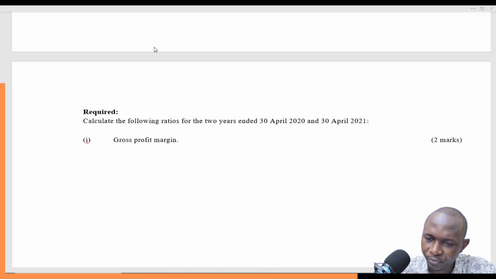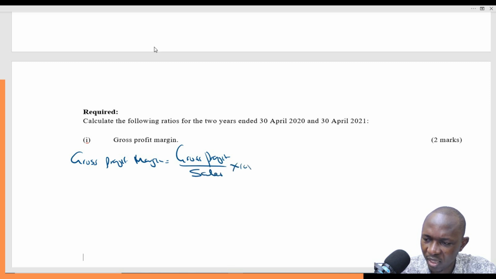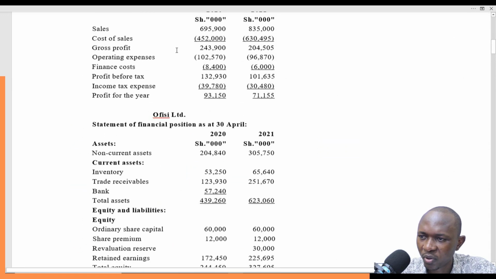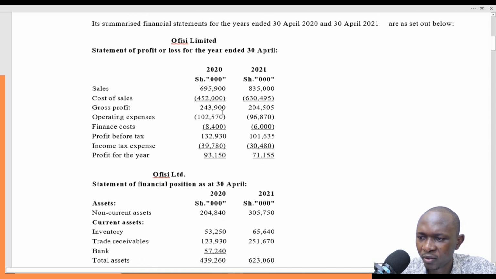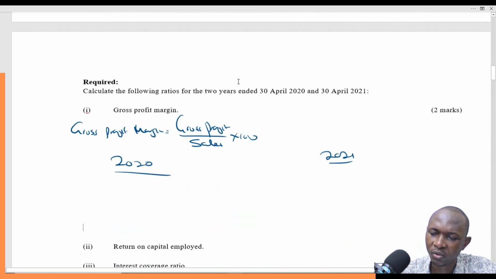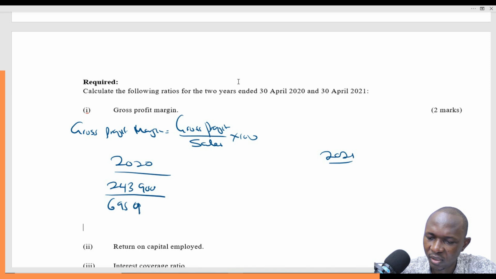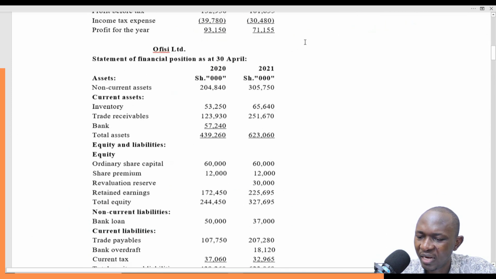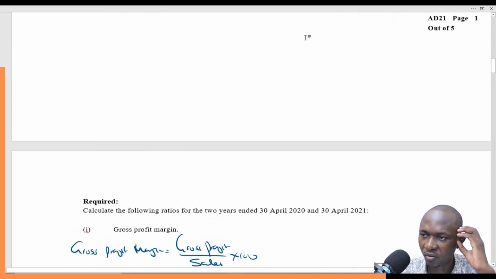Gross profit margin, what's the formula? Gross profit, that's the starting point. The formula is gross profit over sales times 100. So for 2020 we'll have this, and then 2021. Let's just replace the formula and we'll be good to go. Gross profit for 2020 is 243,900 divided by 695,900, times 100. Let me just check the figures to be sure. 695,900. So we are good to go.